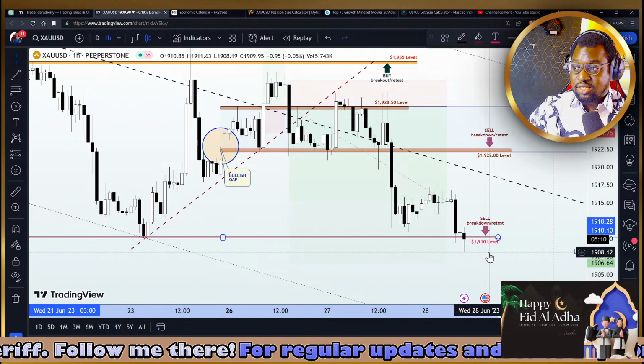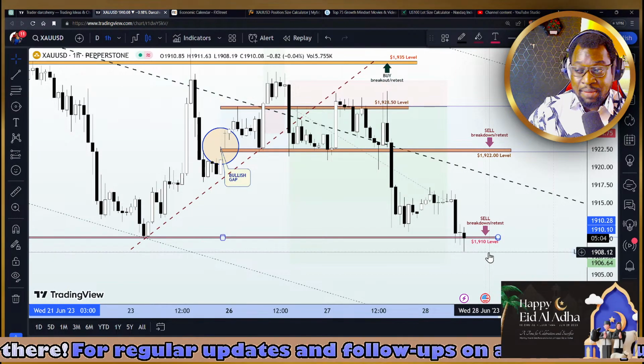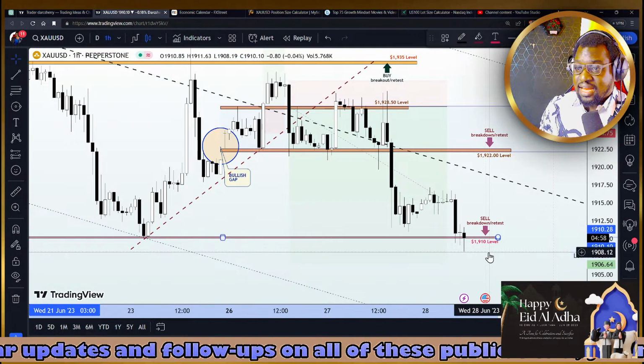And I'm still of the opinion that price action might still go to the downside, but it depends on how it reacts to this 1,910 level. Now, if you remember what I said at the beginning of the week, I laid emphasis on how important that $1,910 level is. If we go as far back as Friday of last week's trading session, we saw how that level served as a demand zone.